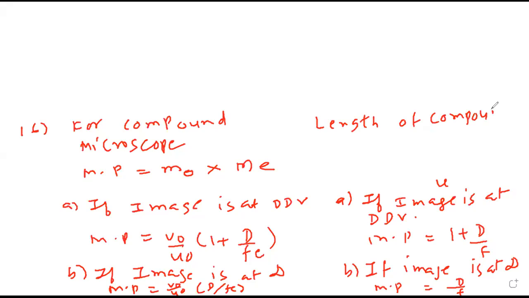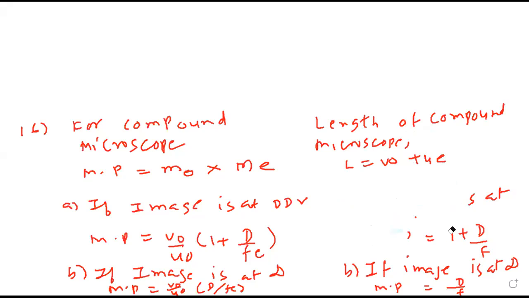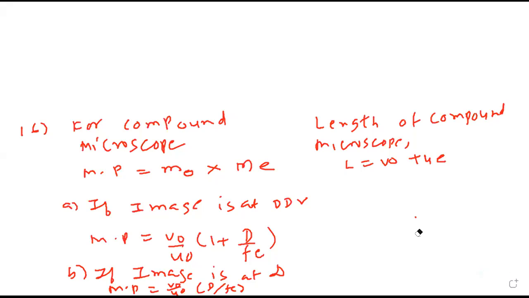Of a compound microscope, length L equals v naught plus u. If the image is at infinity, then L equals v naught plus f.